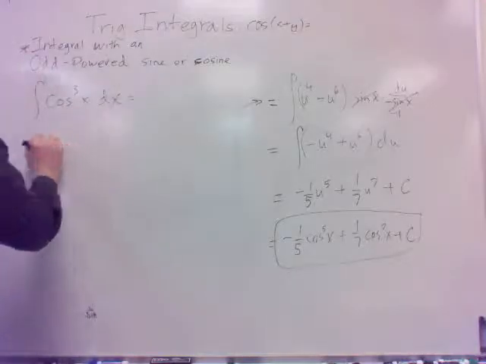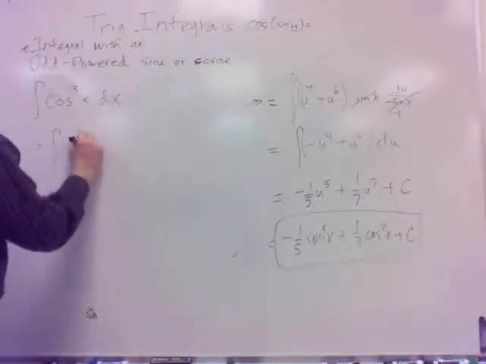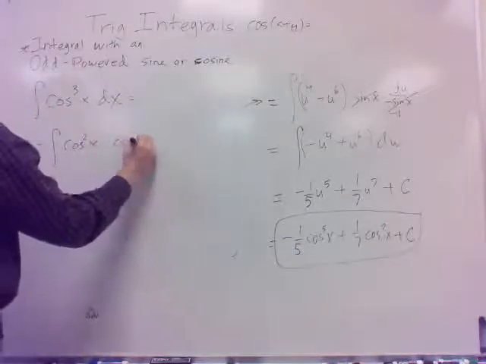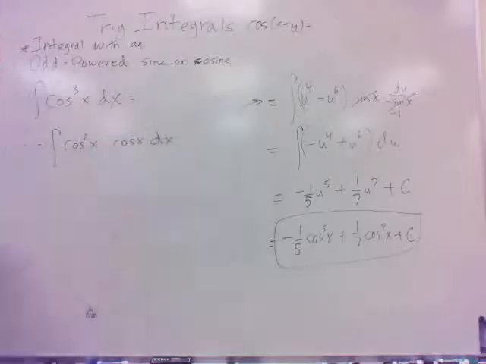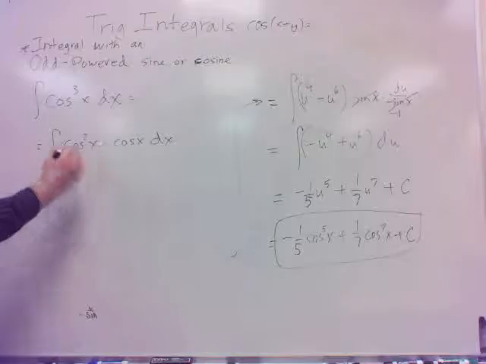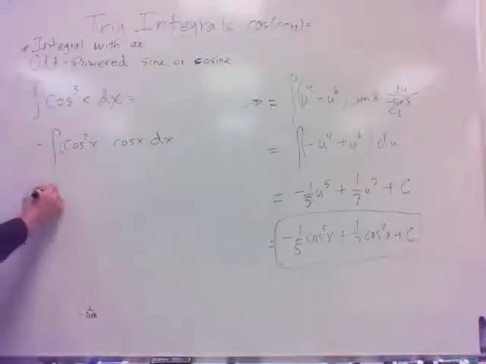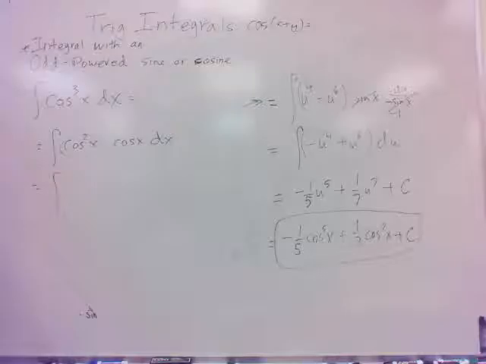Hold one out. So I'm going to hold out a cosine, so that makes it cosine squared times cosine dx. Hold that out, and then change the cosine squared to sine squared. So what is cosine squared in terms of sine squared? Cosine squared is 1 minus sine squared.